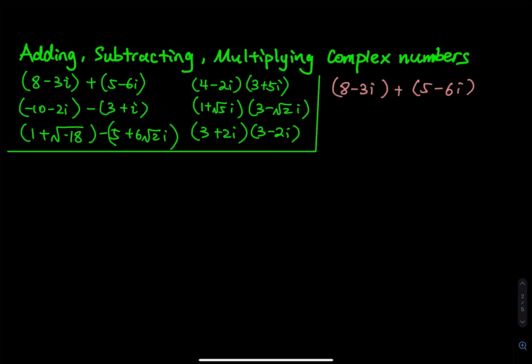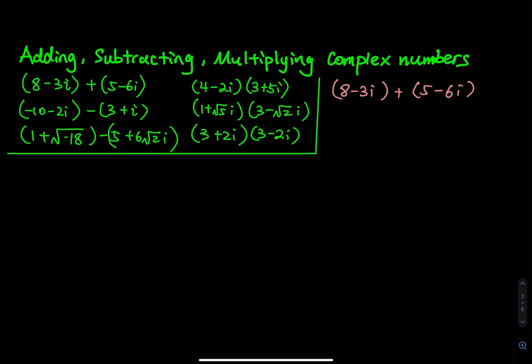Adding, subtracting, and multiplying complex numbers. First, I have 6 problems right here. They are pretty straightforward. The first problem is a minus 3i, and then you add that to another complex number, 5 minus 6i. So this is a plus.